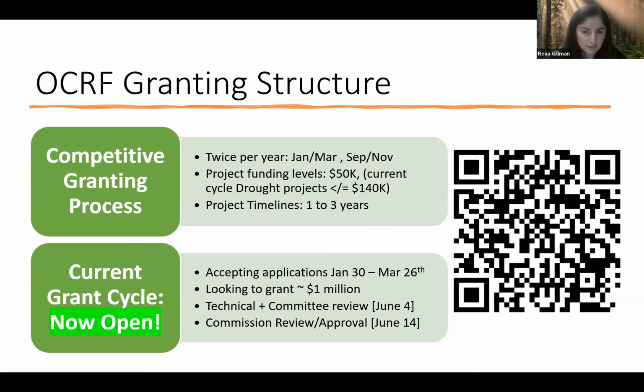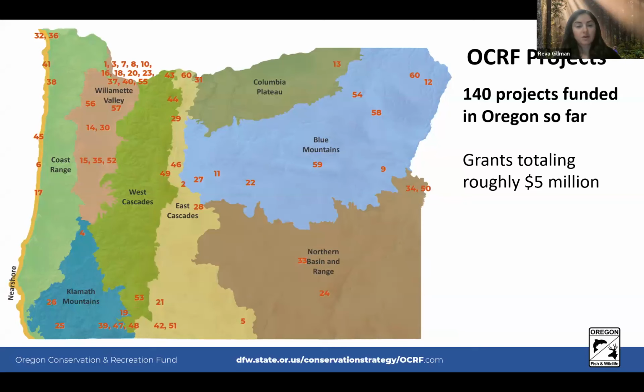So after the extensive review process that they will go through, the projects will then go to the Fish and Wildlife Commission on June 14th in this recent cycle for approval. And we're looking to grant about 1 million in total projects. So overall, OCRF has funded 140 projects in Oregon so far in ecoregions all over Oregon, as shown on the map here. The program has awarded $5 million towards funding these conservation recreation projects.